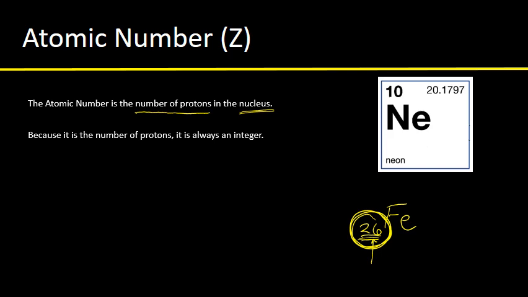And the way you can identify the atomic number on the periodic table is that the atomic number is always the one that is an integer, right? There'll be another number on the periodic table that's not an integer, and that one is the atomic mass. Okay? So when you're looking at the periodic table, that is the atomic number, and that tells you how many protons you've got.